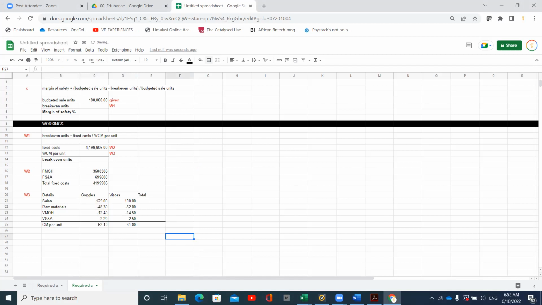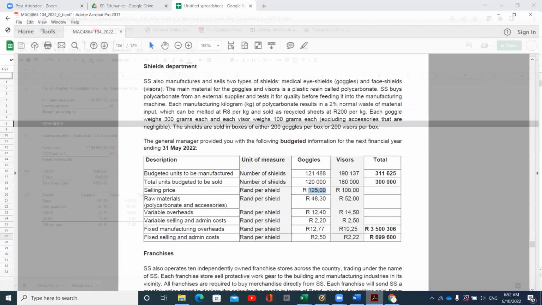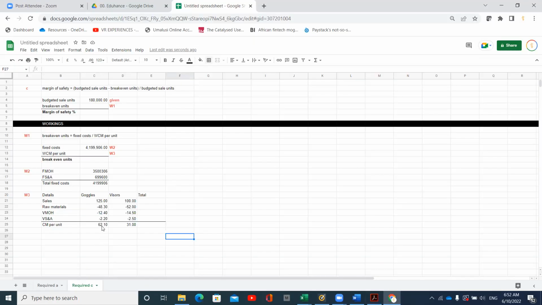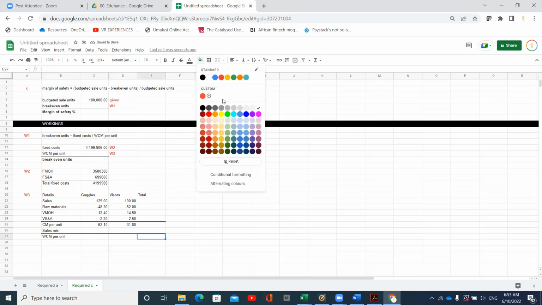Okay, so we just have a look. Numbers 52. Okay. That is the contribution margin per unit. But we don't want contribution margin per unit. We want a weighted contribution margin per unit. So the way we get that is by adding in a sales mix, and then this will give us weighted contribution margin per unit. So this answer over here is what we want.